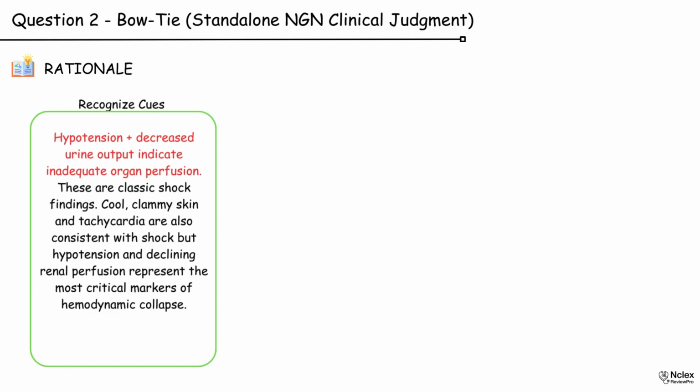8 hours after a large myocardial infarction, the damaged left ventricle may no longer pump effectively. When cardiac output drops, blood pressure falls. When blood pressure falls, organs are underperfused. Hypotension is a direct marker of circulatory collapse. Decreased urine output, less than 30 milliliters per hour, tells you the kidneys are not receiving adequate blood flow. That is a critical perfusion indicator. Cool, clammy skin and tachycardia are also consistent with shock, but hypotension and declining renal perfusion represent the most dangerous progression.